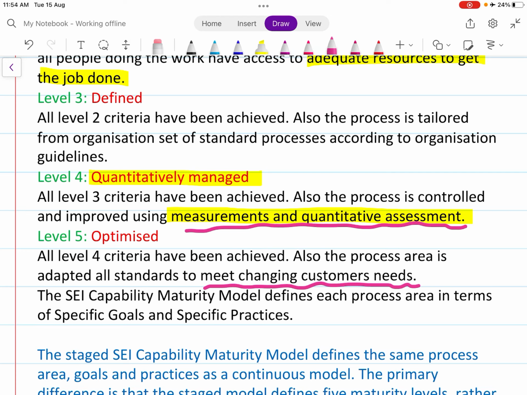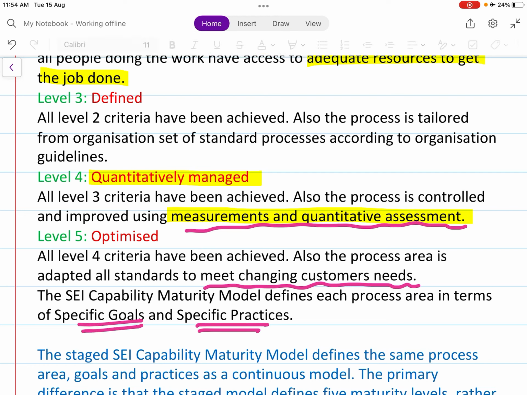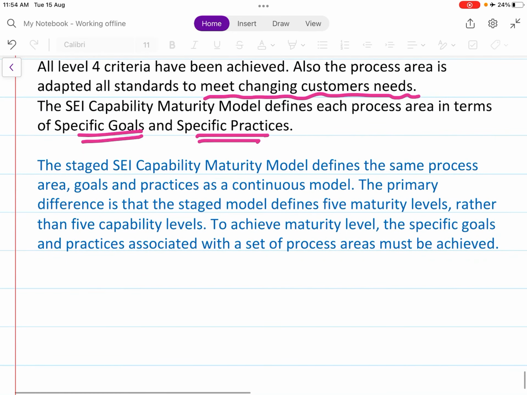The SEI capability model defines each process area in terms of specific goals and specific practices. Now, the staged SEI capability maturity model defines the same process areas, goals and practices as the continuous model. The primary difference is that the staged model defines 5 maturity levels rather than 5 capability levels. To achieve a maturity level, specific goals and practices associated with a set of process areas must be achieved.